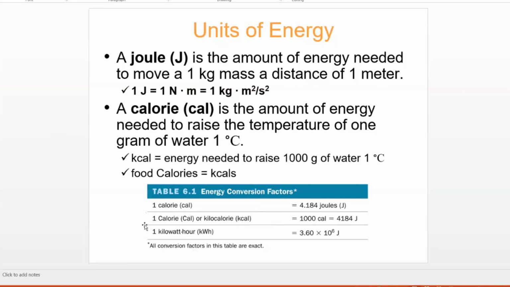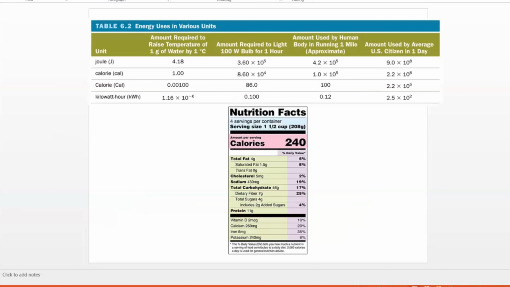So here's what that equals. 1 capital calorie or kilocalorie equals 1,000 little calories. We also have the kilowatt hour, which is for electricity, but we're not going to really talk about that one. So here's our kilocalorie. In any nutrition facts, I guarantee you the calories will be capitalized, and this stands for kilocalorie. The reason we use that is because it's easier to say calorie than kilocalorie every time.